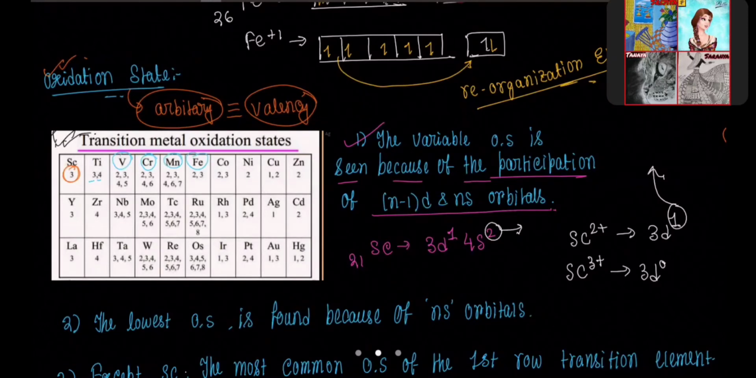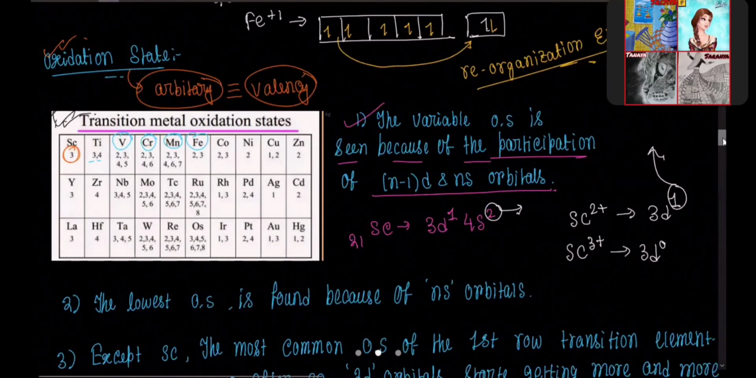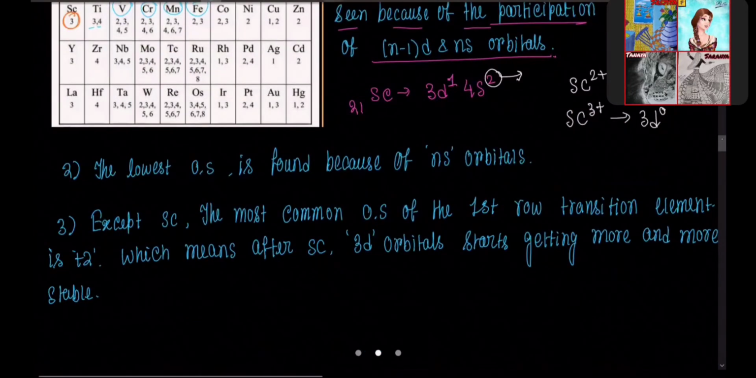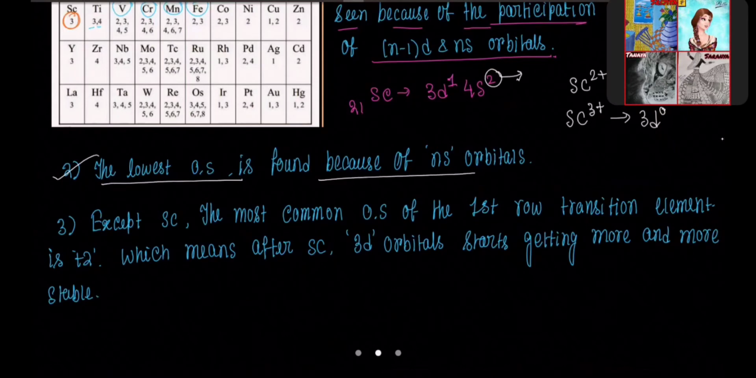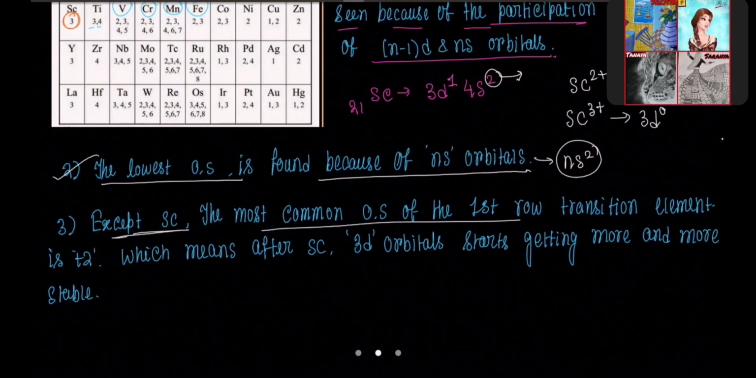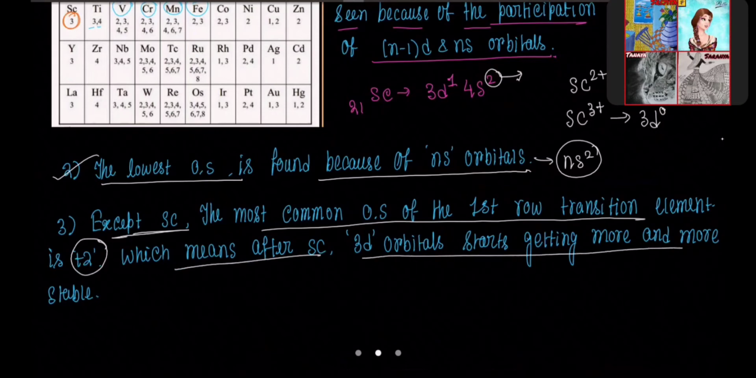Now if I move on to the next point, you can see that the lowest oxidation state is found because of the ns orbitals. ns2 is the general electronic configuration we see over here, right? So because of this ns orbital, there are two electrons. That's why the +2 oxidation state, which is the lowest oxidation state, is found over there. And except scandium, as I already told you, +2 is the most stable configuration.